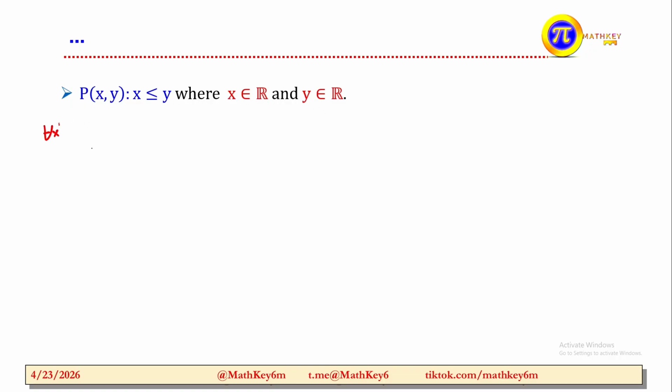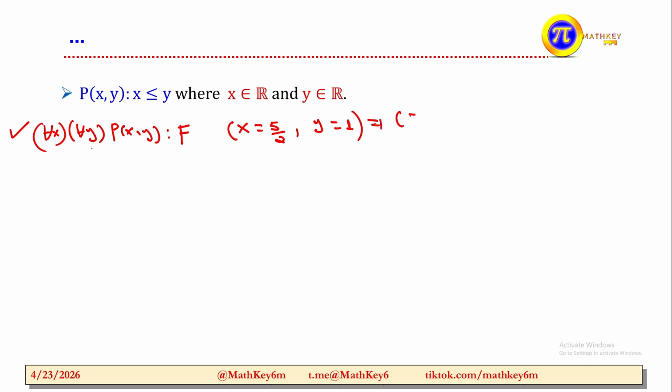For all x, for all y, for this one. In this case, you have to take arbitrary x and y. Since it says for all x and for all y, we can take any arbitrary x and y. It is false. Why? Take x equal to, for instance, 5 over 2. Let's take y equal to 1. This shows 5 over 2 is less than or equal to 1. Is it true? It is false. So take one arbitrary sample that makes the statement false.